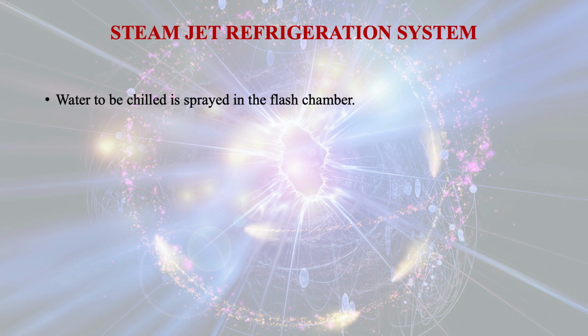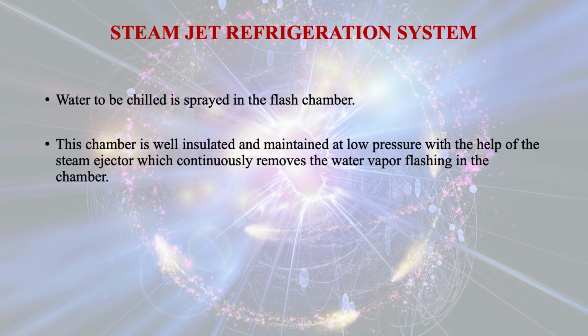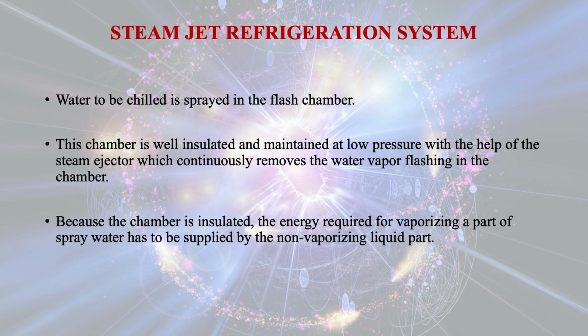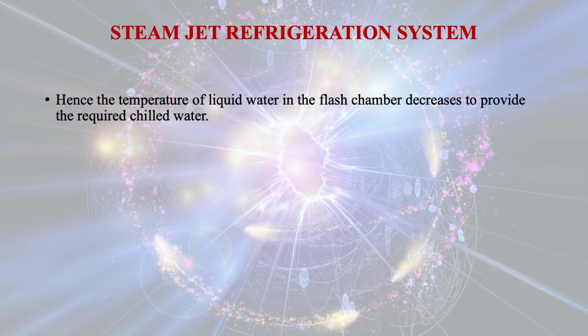Water to be chilled is sprayed in the flash chamber. This chamber is well insulated and maintained at low pressure with the help of a steam ejector, which continuously removes the water vapor flashing in the chamber. Because the chamber is insulated, the energy required for vaporization of a part of the spray water has to be supplied by the non-vaporizing liquid part. Hence, the temperature of liquid water in the flash chamber decreases to provide the required chilled water.